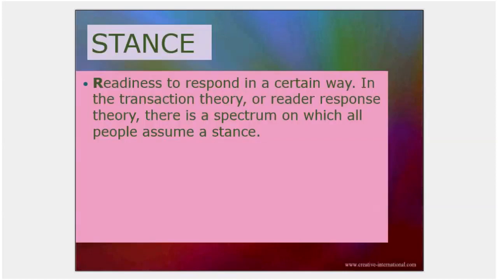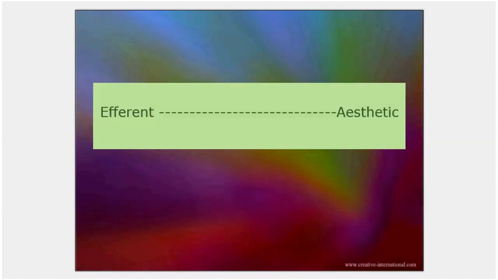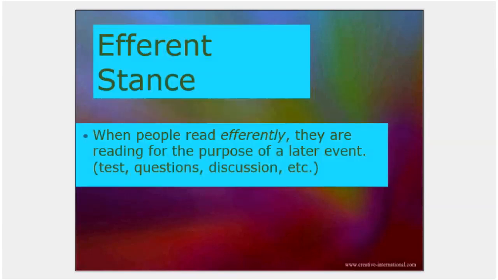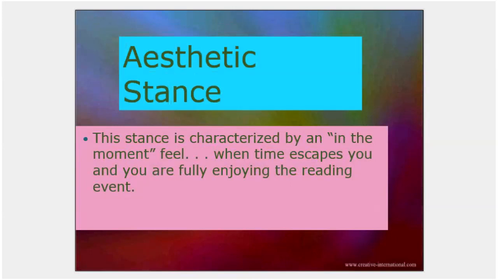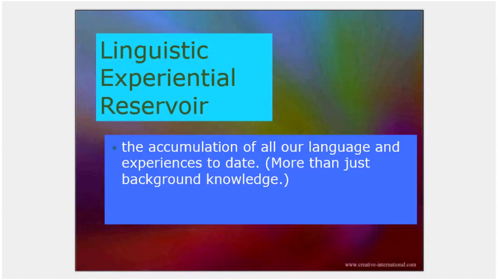She said that we assume a stance on the spectrum between efferent and aesthetic. And efferent is the textbook side, when we read with the focus on what we'll do later. And the aesthetic is the in-the-moment feel, when the focus is on the reading event itself. We assume a stance, and one end of the stance is efferent, one end is aesthetic. But we want readers to assume stances on both ends, and not maybe in the same lesson, but we want them to experience this great joy in reading, but we also want them to think about reading to learn and learning from their reading.